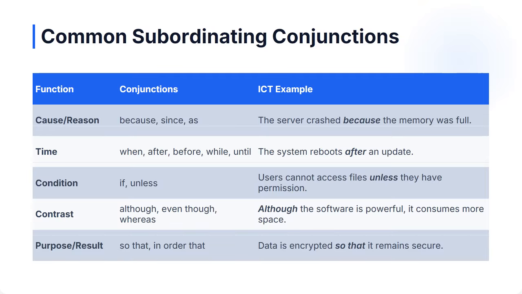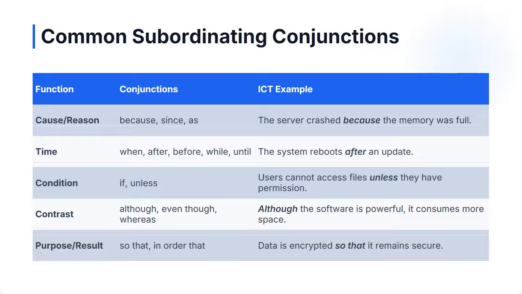Here let's explore the function of common subordinating conjunctions that can be used to formulate a complex sentence. We have first conjunctions of reason or cause, like because, since, as. The server crashed because the memory was full. The server crashed is an independent clause. Because the memory was full, this is a dependent clause.